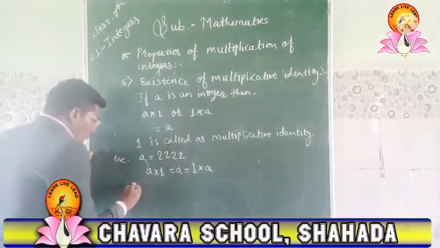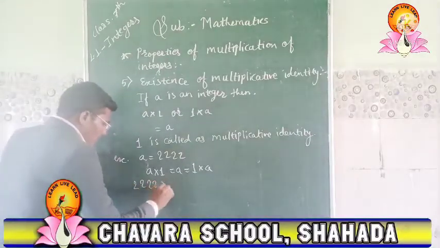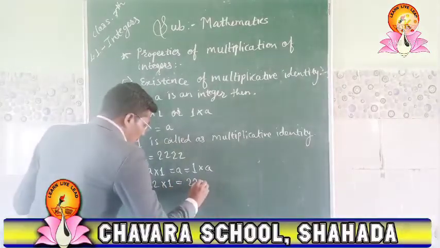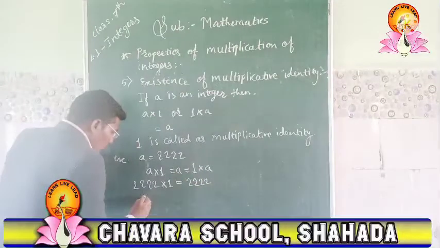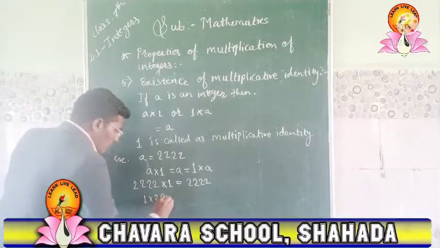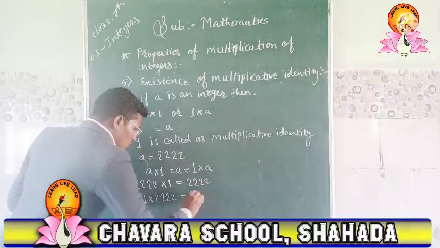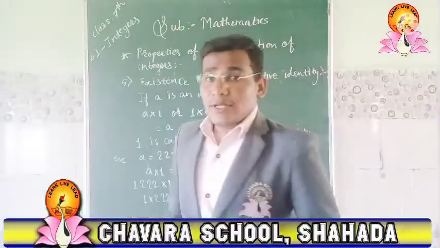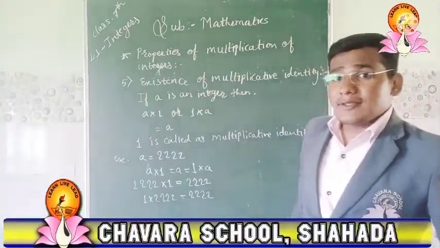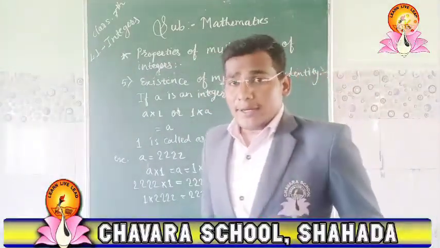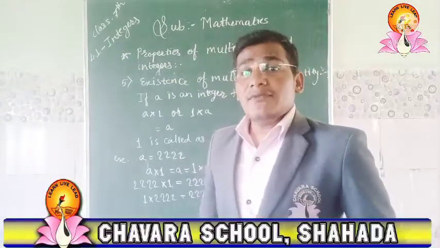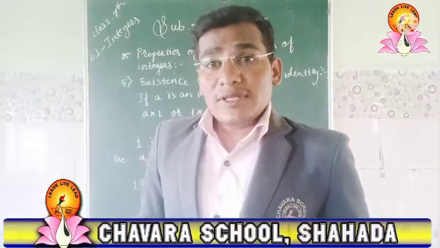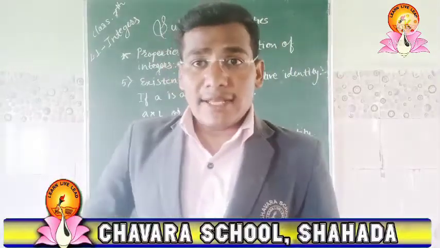So let's put the value. 2222 multiplied by 1 will give the answer 2222. Now 1 multiplied by 2222, you will get the answer 2222. It means that we proved the property. We learn that the multiplicative identity means that any number we multiply with 1, the answer will be the number which is multiplied with 1. It will be negative or positive.